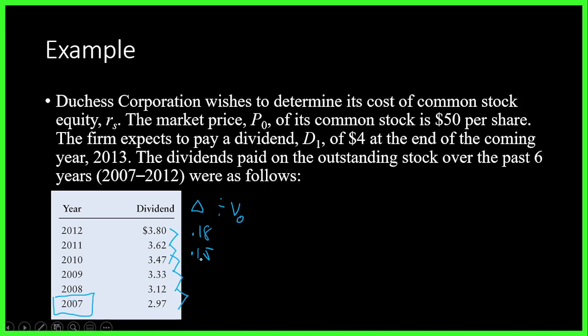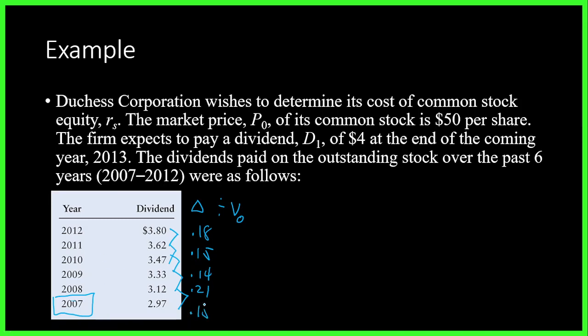Tapos, you have 3.47 minus 3.33. You will get 0.14. Okay, and then 3.33 minus 3.12 is 0.21. And then 3.12 minus 2.97, so you have 0.15.